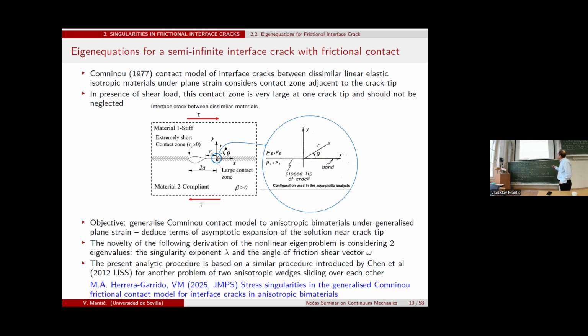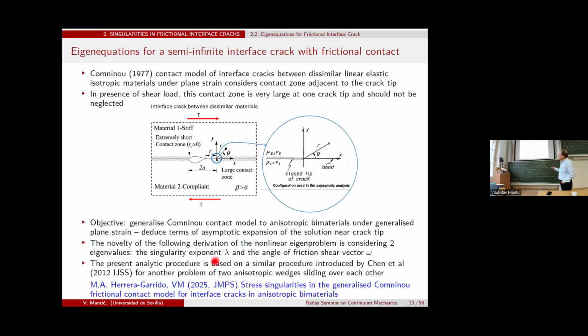So we can approximate the situation near this interface crack tip by a semi-infinite crack with a sliding frictional contact zone along the whole length of this semi-infinite crack. So this is basically the situation we will consider in the following analysis. Our objective is to generalize the Comninou contact model, because Maria Comninou did the analysis only for isotropic bimaterials and just the plane strain configuration.